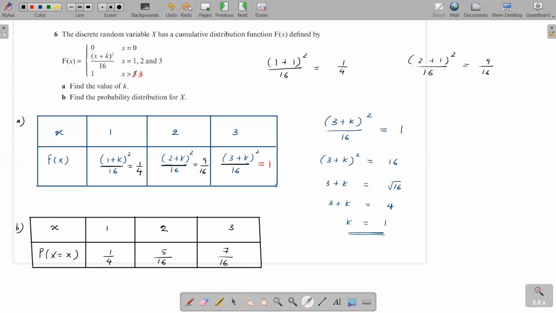Okay, so this is the final answer, and this is the probability distribution for x.